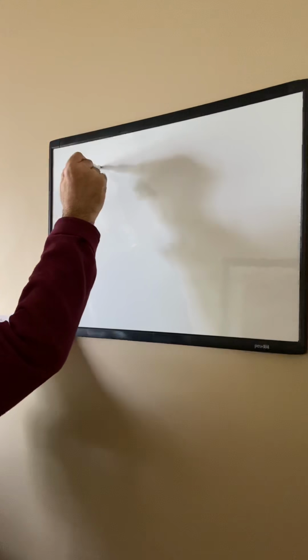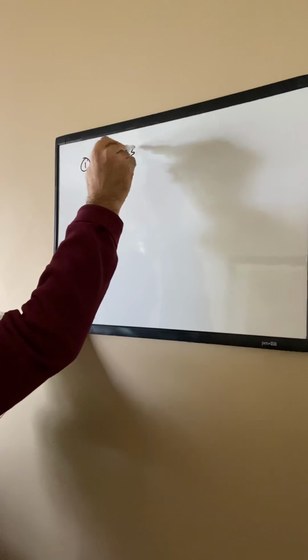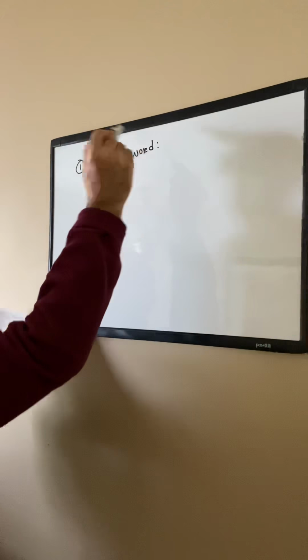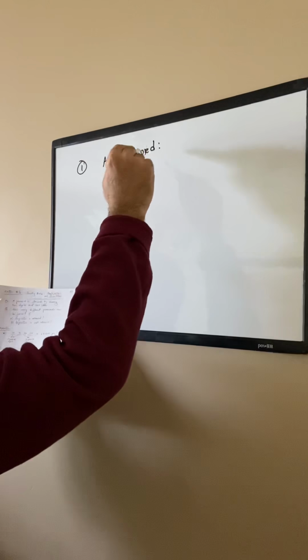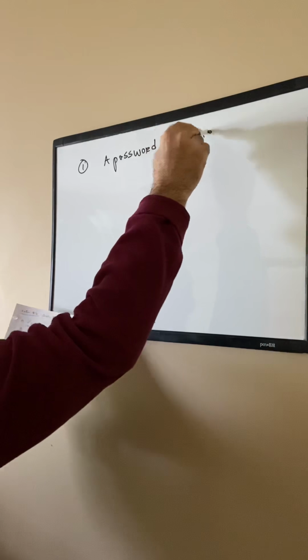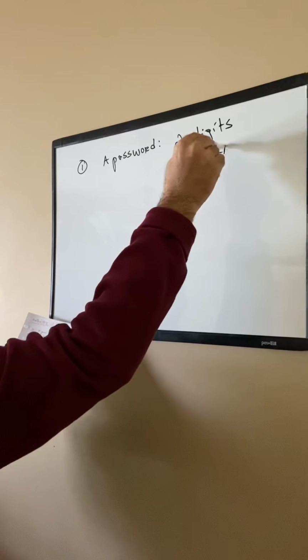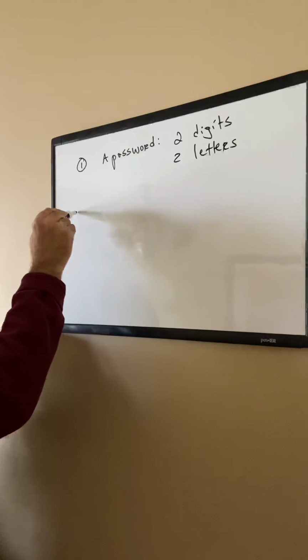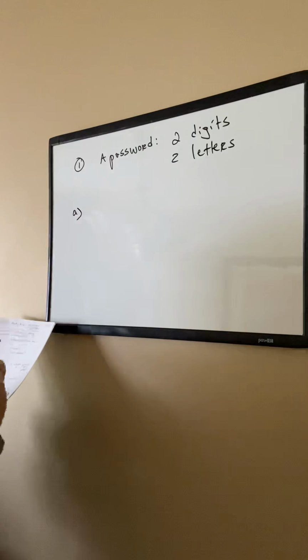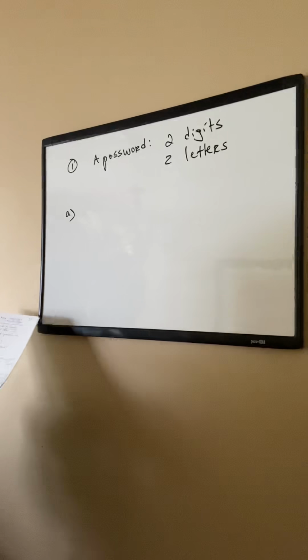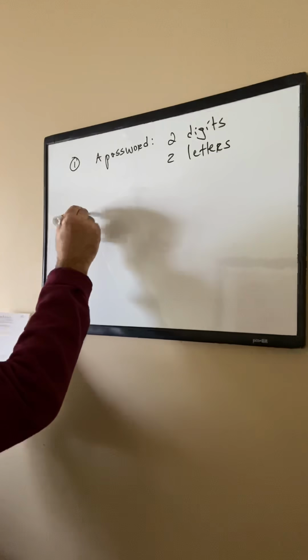Today we're going to be discussing the counting rules using combinations and permutations. Example number 1, we are given a password which would consist of 2 digits and 2 letters of the alphabet. The question is, part A, how many possibilities of passwords can we have if repetition is allowed?